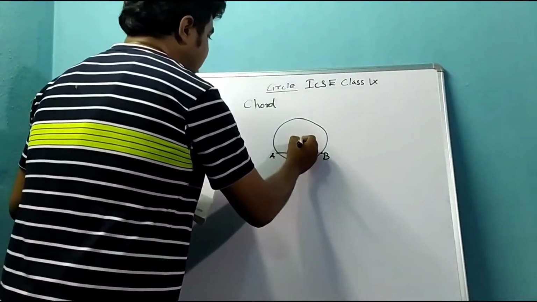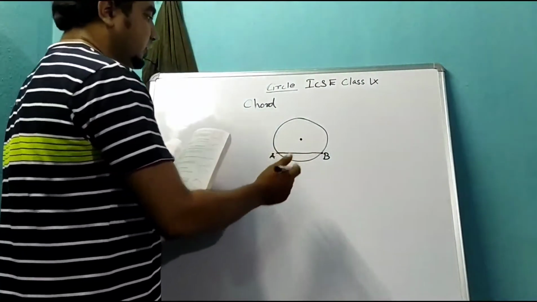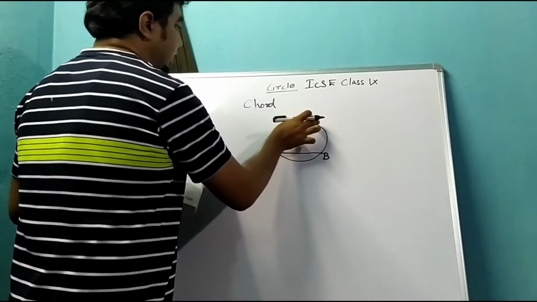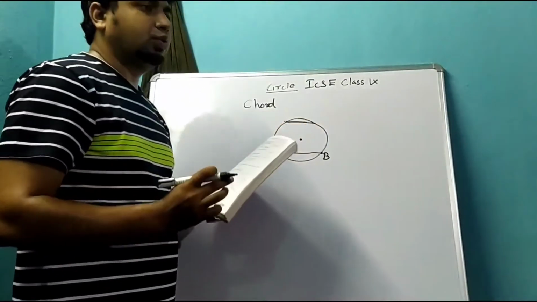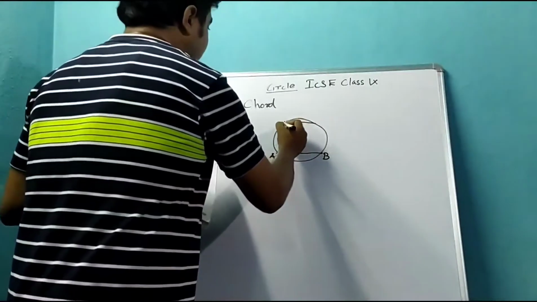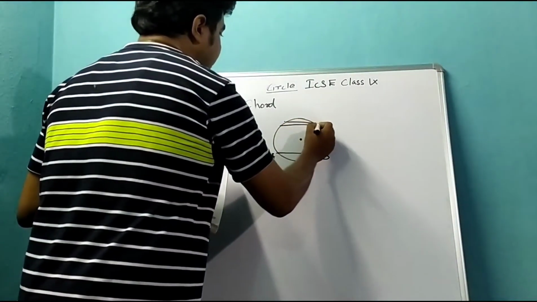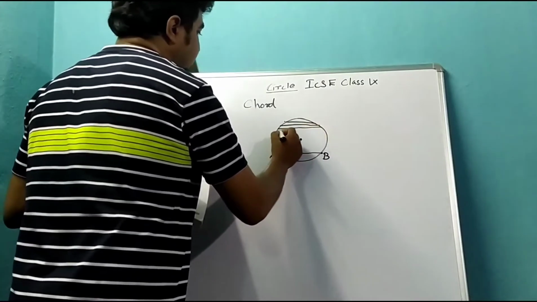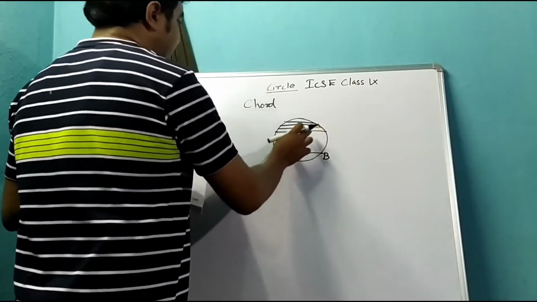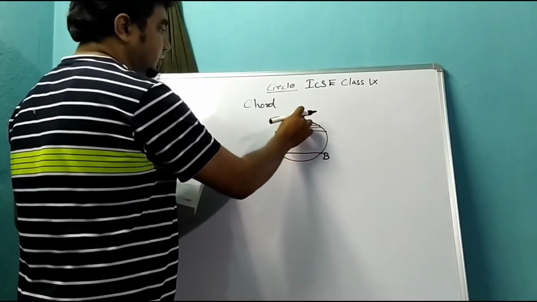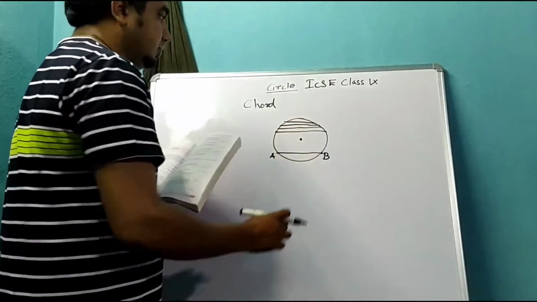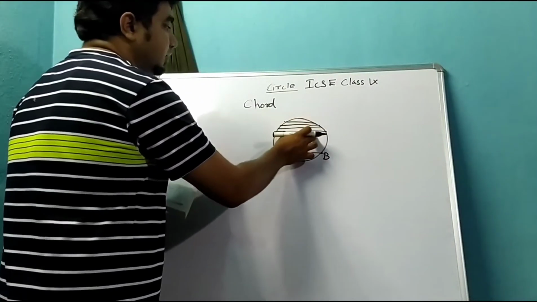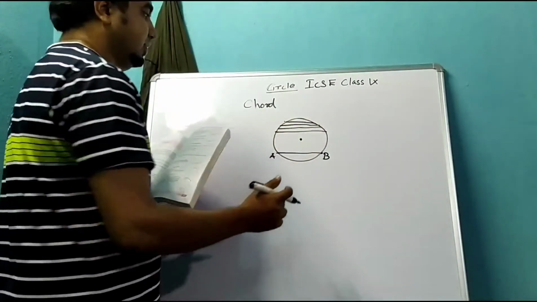See, this is the center. Now we have to analyze that this is also a chord, a line joining any two points on the circle. As we move, these are also chords. As we move towards the center, you can see that the length of the chord is increasing.